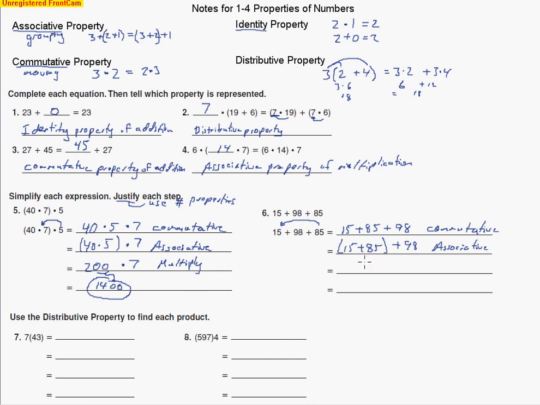And so I add those numbers together. 5 and 5 make 10, carry a 1. 1 and 8 make 9, plus 1 makes 10. That makes 100. And 100 plus 98, well, I can add those together pretty quick, and I get 198.